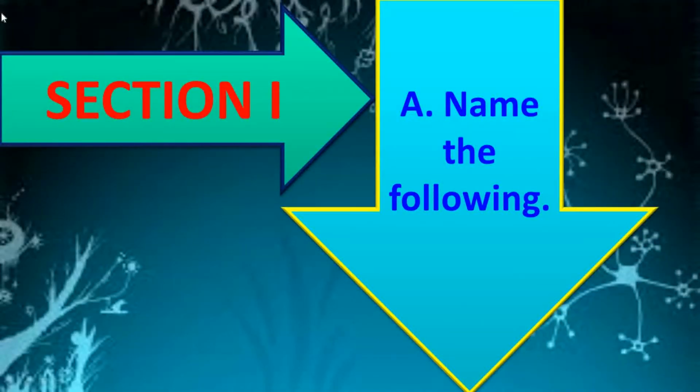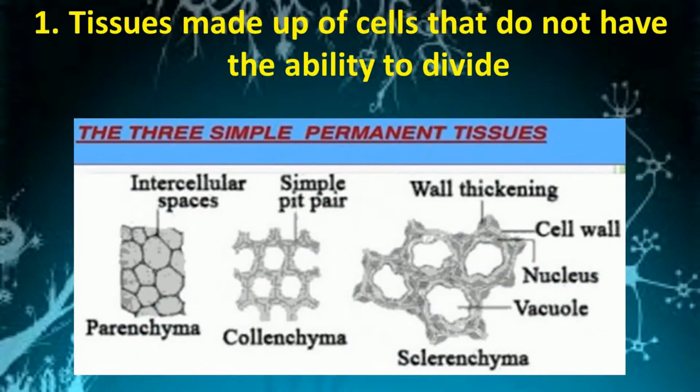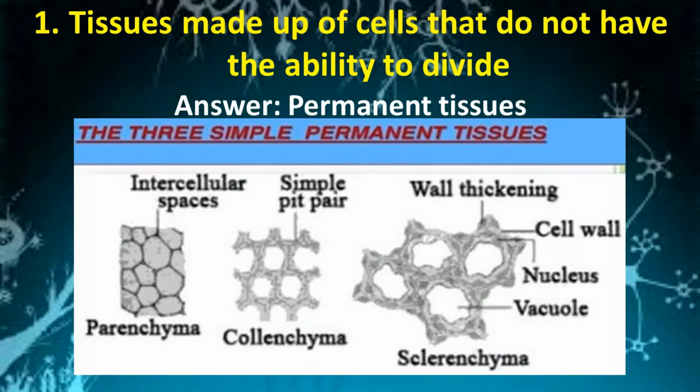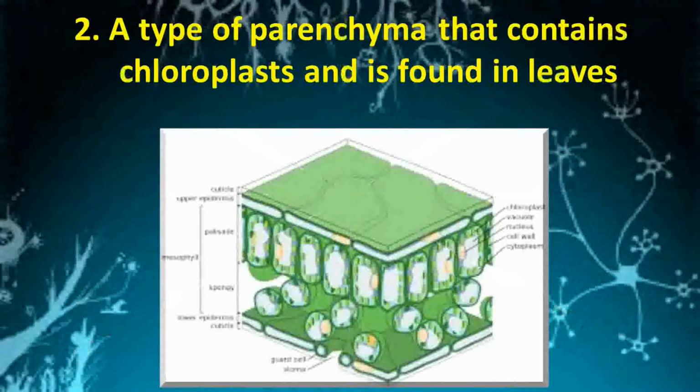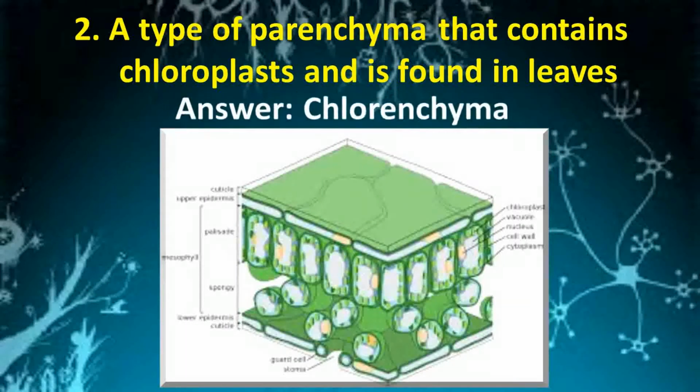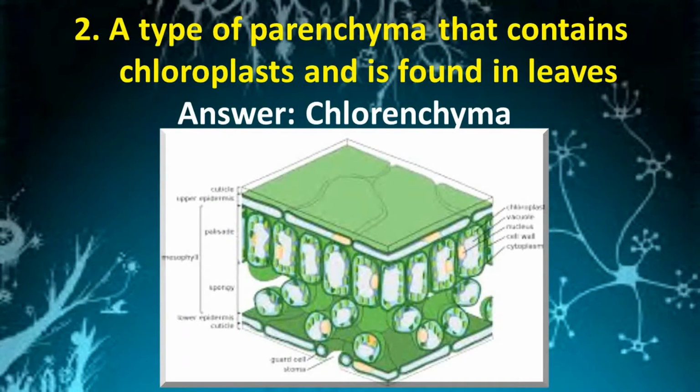Section 1. Name the following. Tissues made up of cells that do not have the ability to divide. Answer is permanent tissues. Next question. A type of parenchyma that contains chloroplasts and is found in leaves. Answer is chlorenchyma. Next question.